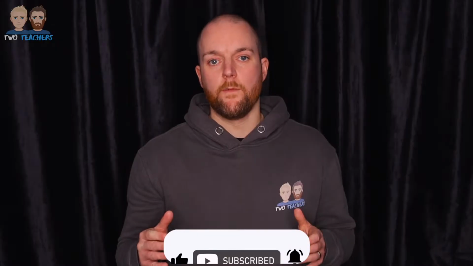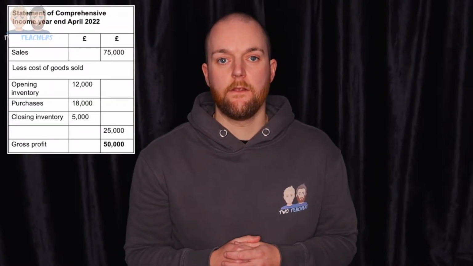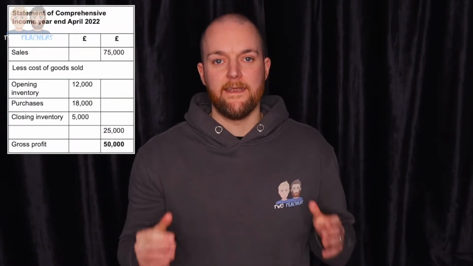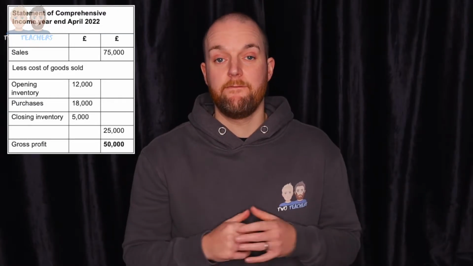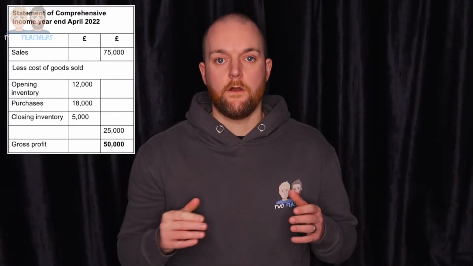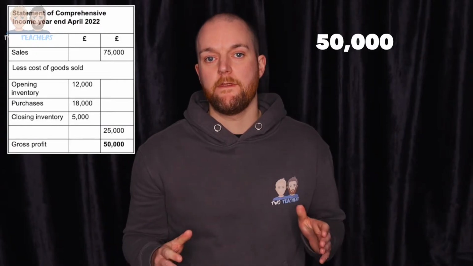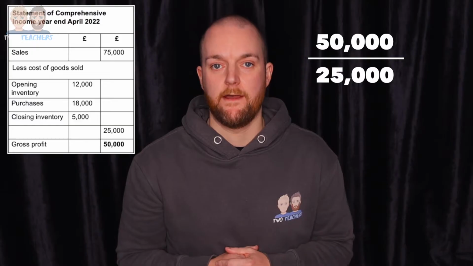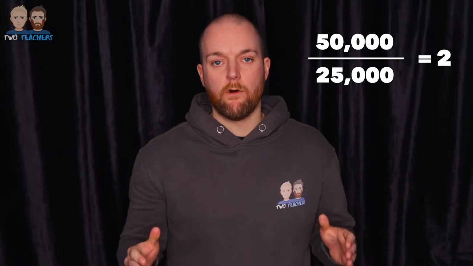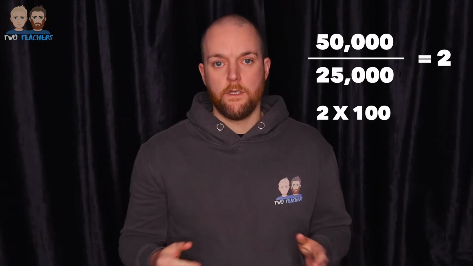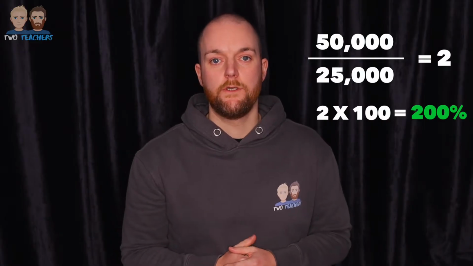So let's put this formula into numbers using the income statement on the screen. We've identified our gross profit figure to be £50,000 and the cost of goods sold figure is £25,000. 50,000 divided by 25,000 equals 2. Now all we need to do is multiply that 2 by 100 to give us markup as a percentage. 2 times 100 equals 200%.